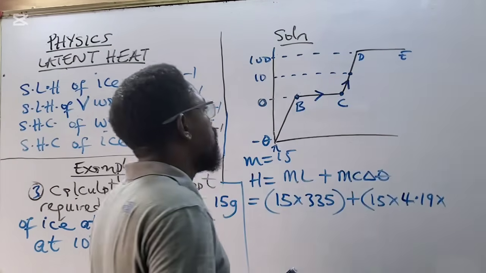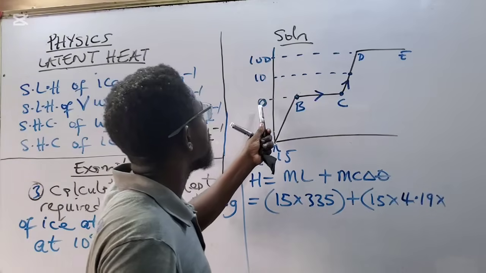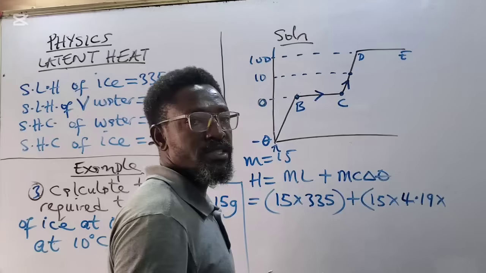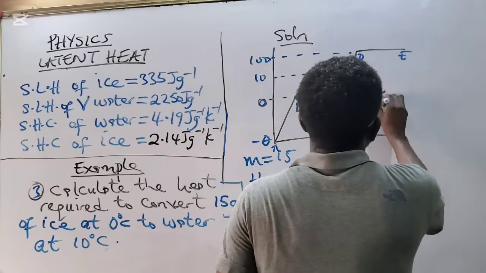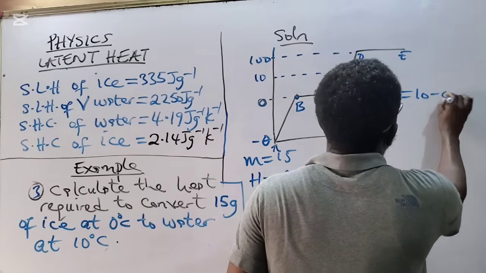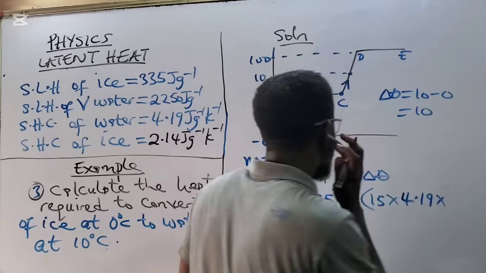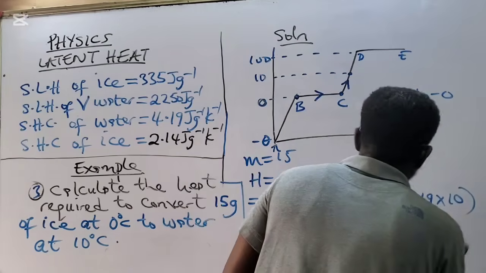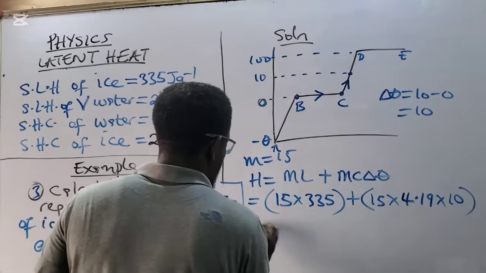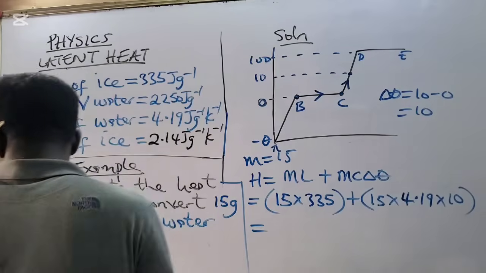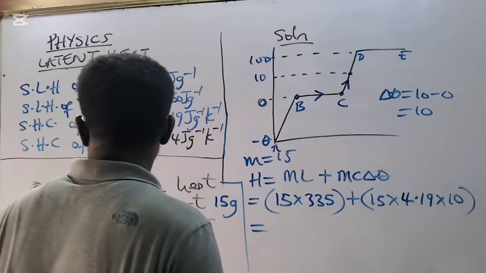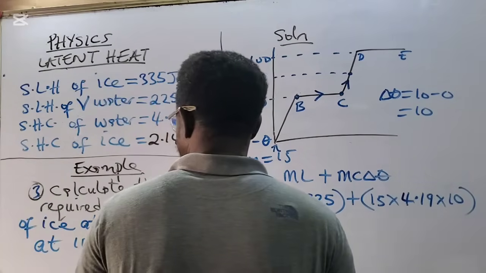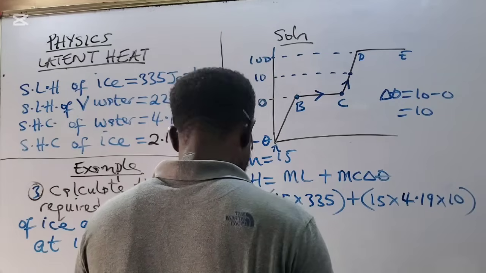Then the change in temperature? The initial temperature is 0, the final temperature is 10. So 10 minus 0 will give us 10. So the change in temperature is 10. So now we have the first calculation and the second calculation. We do that now. We get the heat required to convert 15 grams of ice at 0 degrees C to water at 10 degrees C.